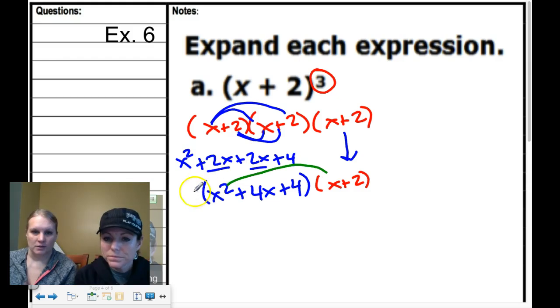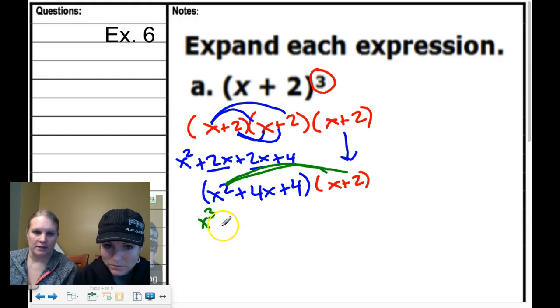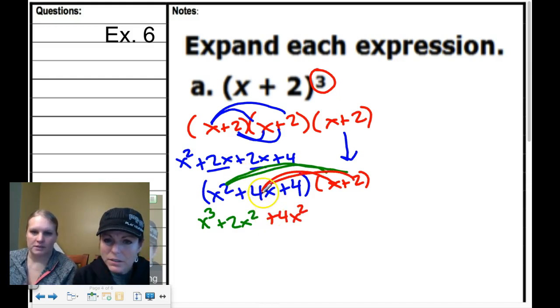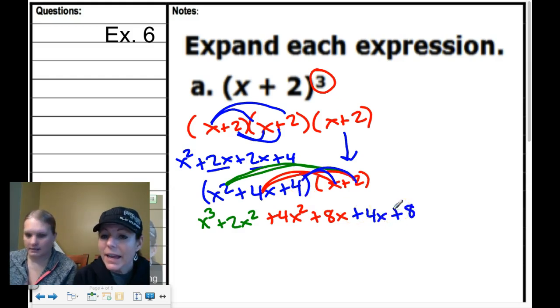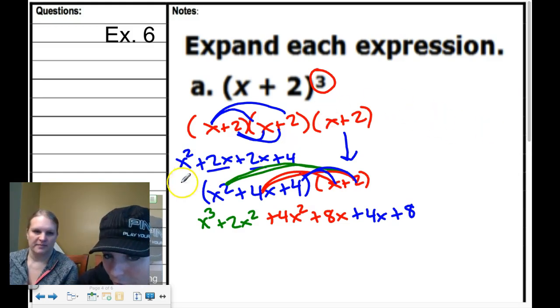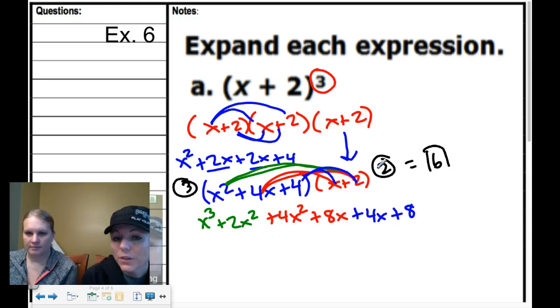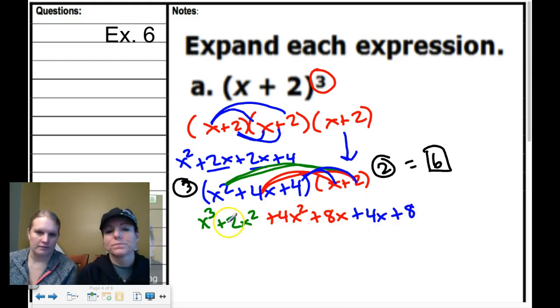Okay, here we go. x squared times x is x to the third. x squared times 2 is 2x squared. 4x times x is 4x squared. 4x times 2 is 8x. And lastly, 4 times x is 4x. And 4 times 2 is 8. And again, we have 3 terms in our first, 2 in our second. 3 times 2 is 6. And there are 6 terms right there. 4, 5, 6.